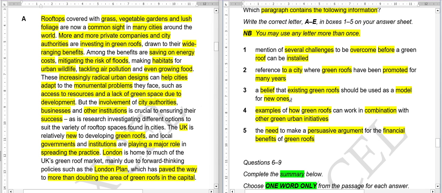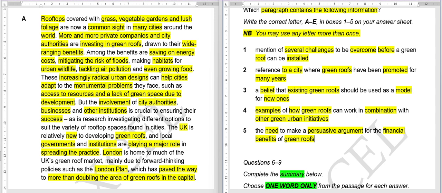Third, is there any mention about a belief that existing green roofs can be used as a model for building new ones? No. Again, there is mention of new ones in London, but it is not mentioned anywhere in the paragraph that these are the green roofs and they can be used as a model to make more green roofs. So this is not mentioned here. Fourth, is there any mention of any examples like we can combine green roofs with other green urban initiatives? No.